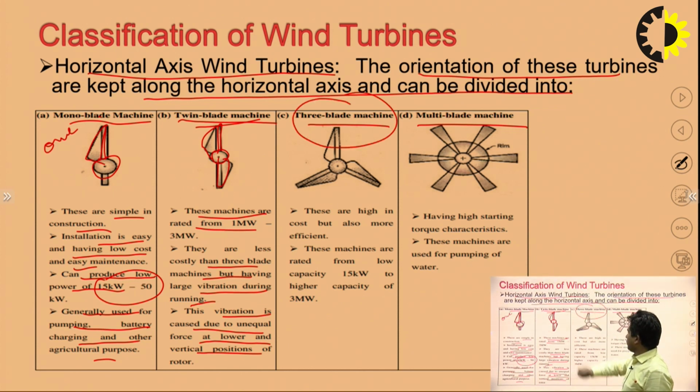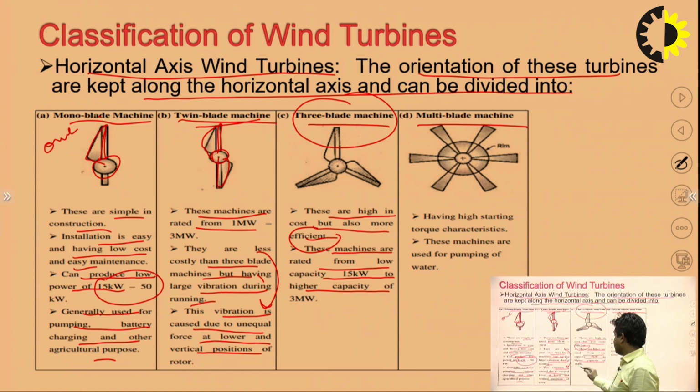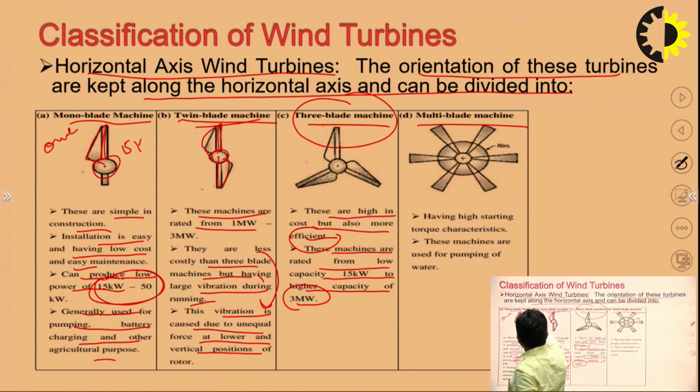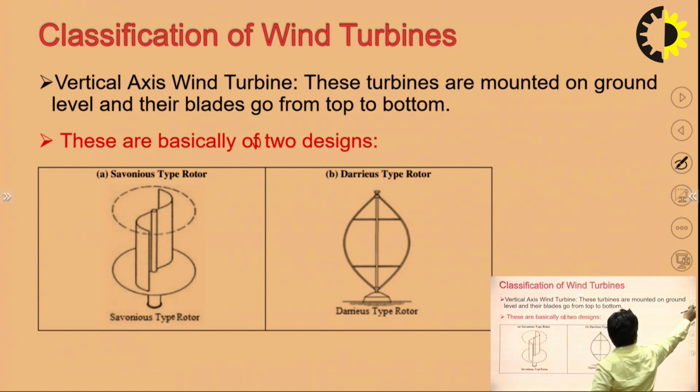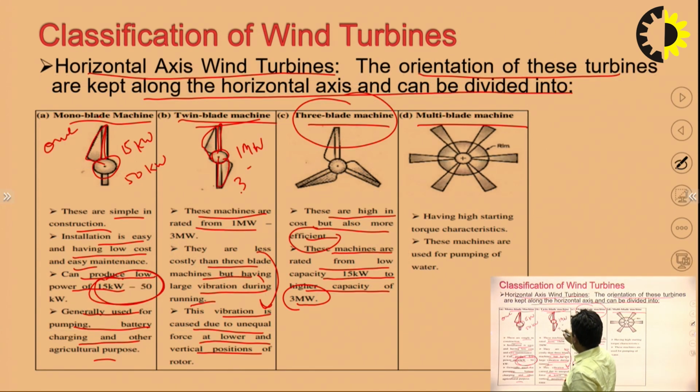In three blade machines, we generally utilize three blades, which are high in cost but also more efficient. Here you can see that in the twin blade there are losses, the vibration is very high, and unequal forces are generated. But in the case of three blade machines, they are more efficient. These machines are rated from a low capacity of 15 kilowatt to a higher capacity of 3 megawatt. So here you can see 15 kilowatt to 50 kilowatt, second 1 megawatt, going up to 3 megawatt, so 15 kilowatt to 3 megawatt.